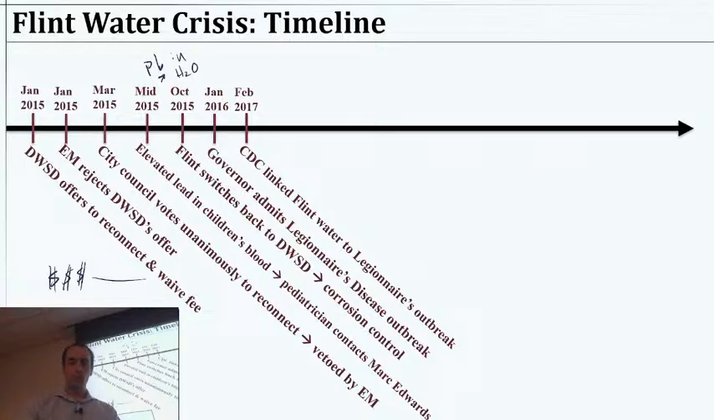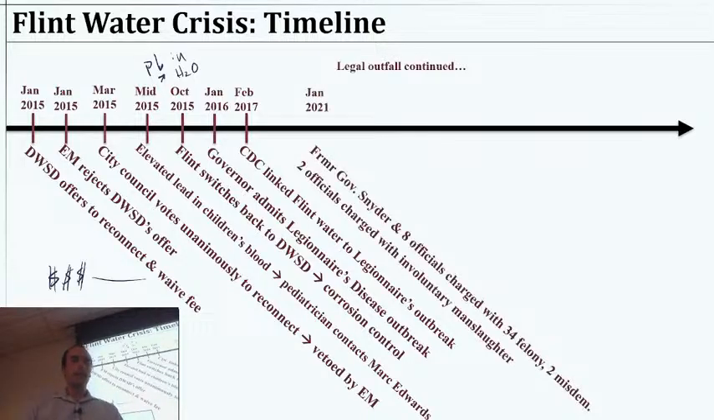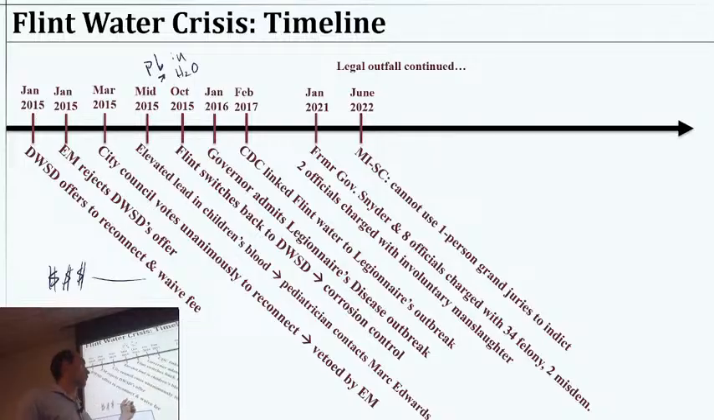That was a bunch of drama as well. The legal fallout has continued. For a while, there were the governor and officials charged with felonies, misdemeanors, involuntary manslaughter related to some people that died from Legionnaire's disease, usually the very sick or elderly who were already on their deathbed. Legionnaire's disease is a difficult pneumonia, so it's potentially very harmful for people, and so some deaths were attributed to that.